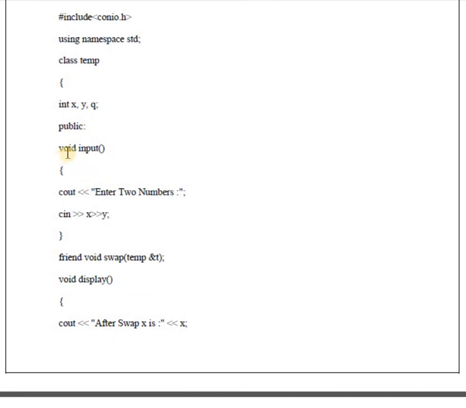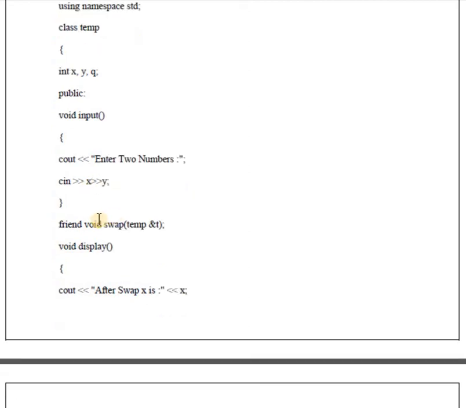Next, there is one function defined, input, which inputs the 2 integer numbers. By using a cout statement, we are displaying a message, enter 2 numbers, and by using a cin statement, we are entering the values of those 2 variables. Then here the friend function is declared. What is the syntax for declaring a friend function? Friend keyword, after that return type, then friend function name and arguments.